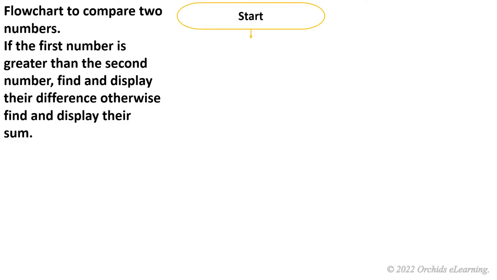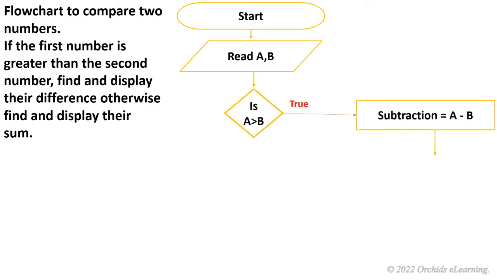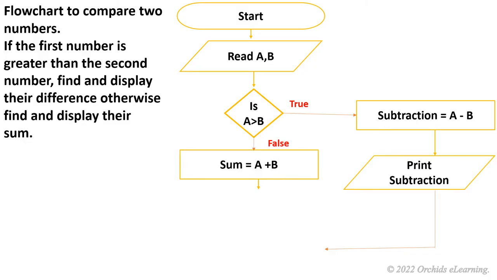Flowchart to compare two numbers. If the first number is greater than the second number, find and display their difference. Otherwise, find and display their sum. Start. Read A, B. Is A greater than B? If yes, subtract A minus B. Print subtraction. If A is not greater than B, add A plus B. Print addition. Stop.